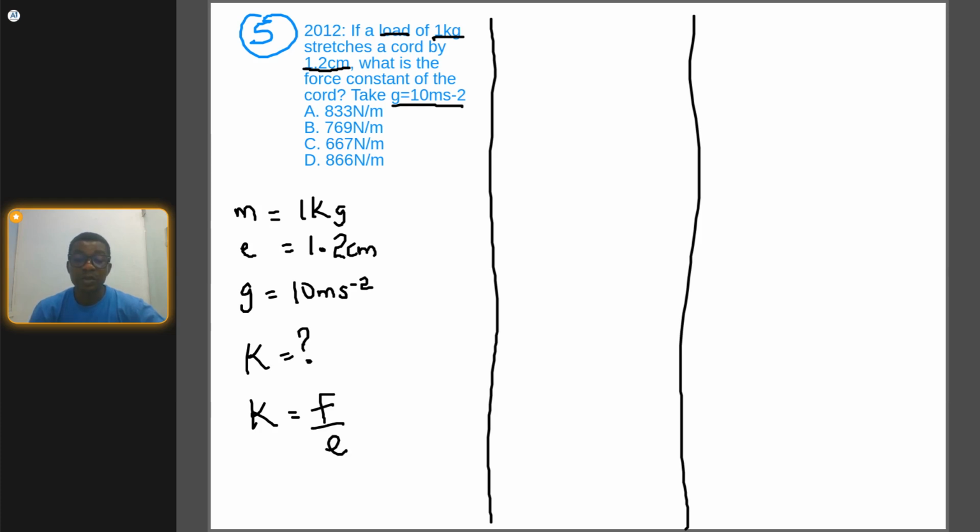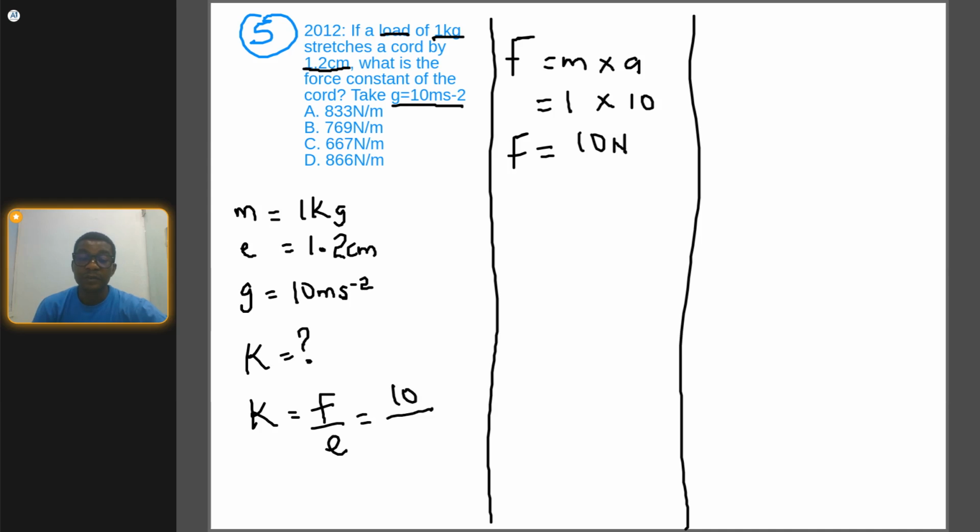So we need to get force because in all these parameters, force was not given. How will I get the value of force? F equals mass times acceleration due to gravity. The mass is 1 times the acceleration due to gravity, 10 meter per second square. Multiply the two together, we have the force equals 10 Newton. Substituting the value of force, we have 10 over the extension, which is E.